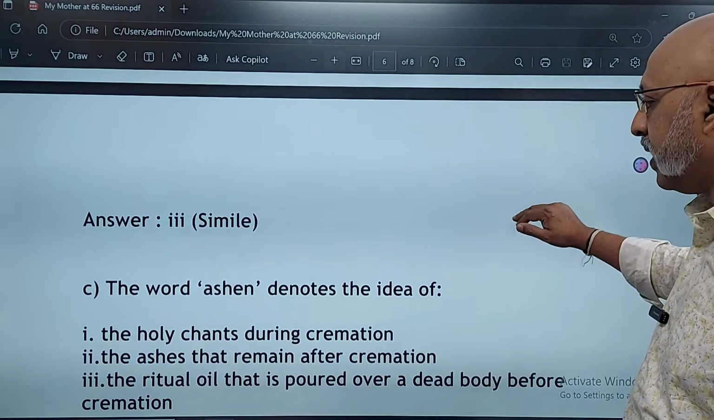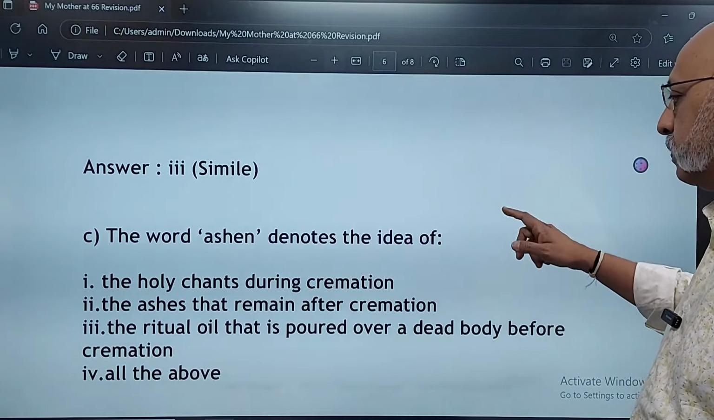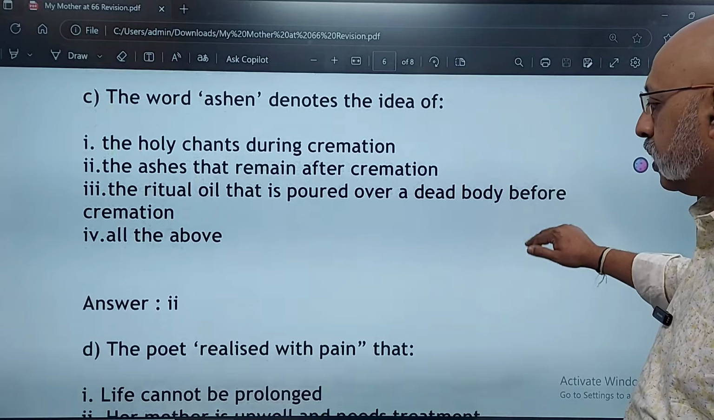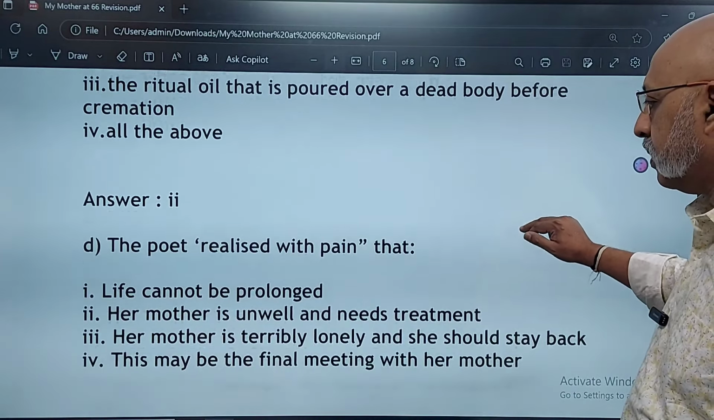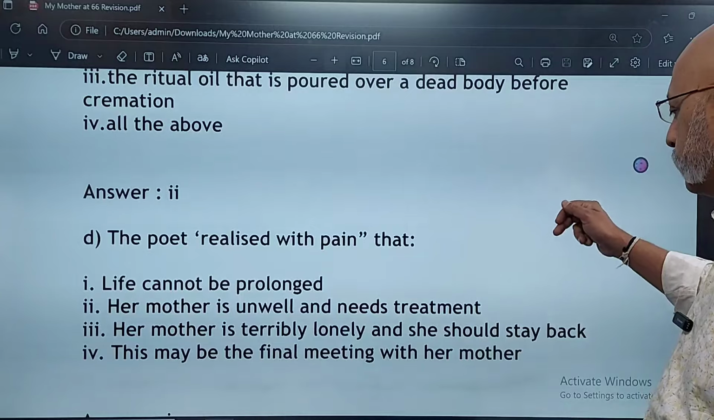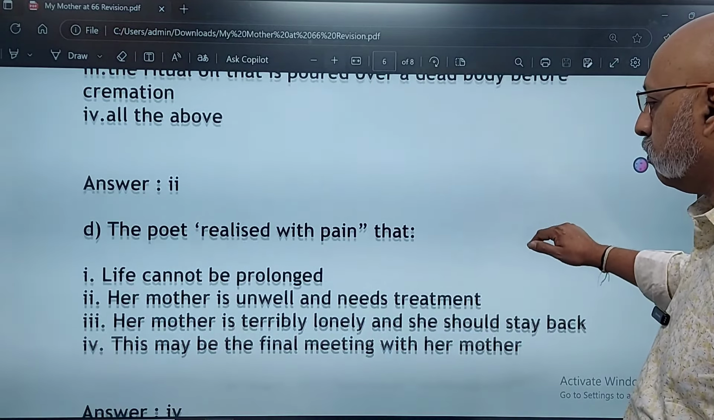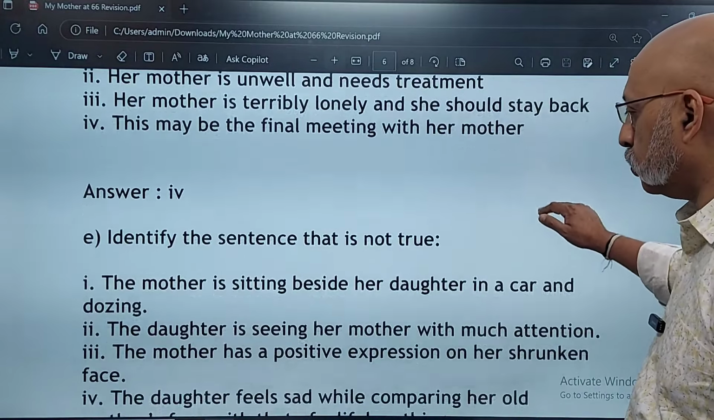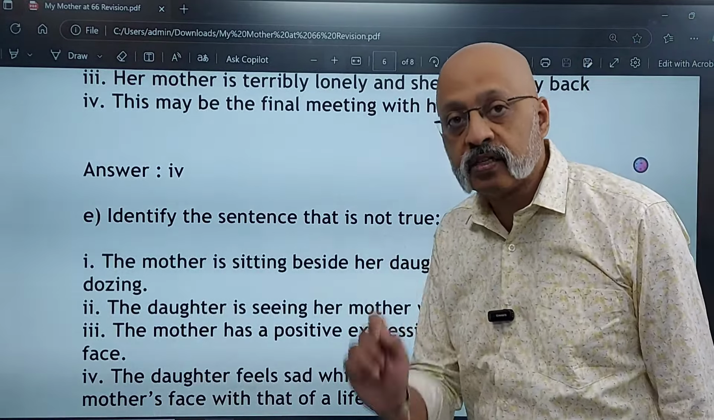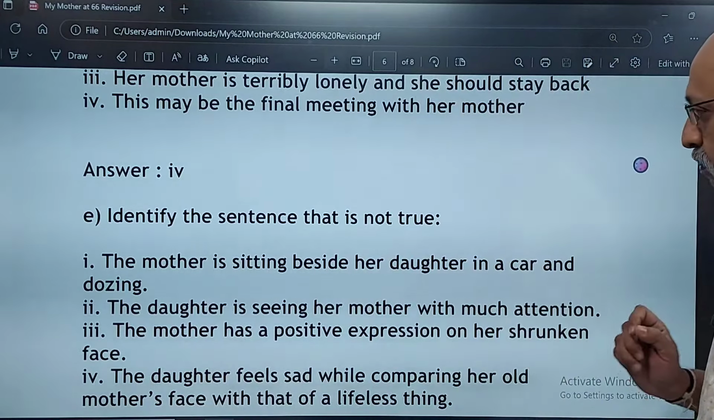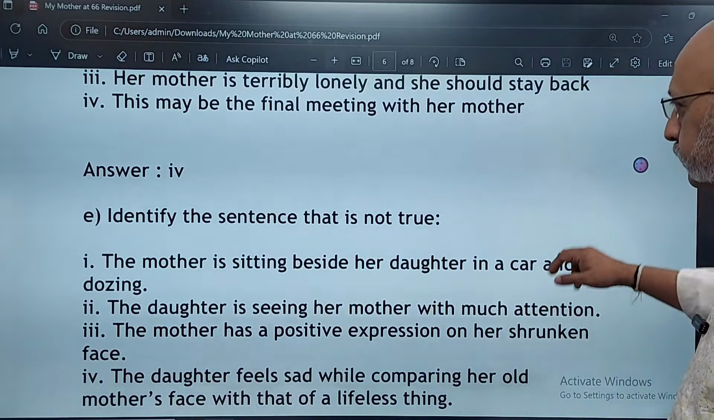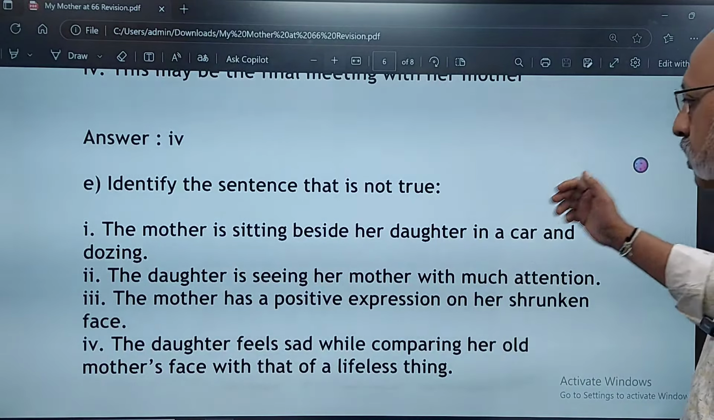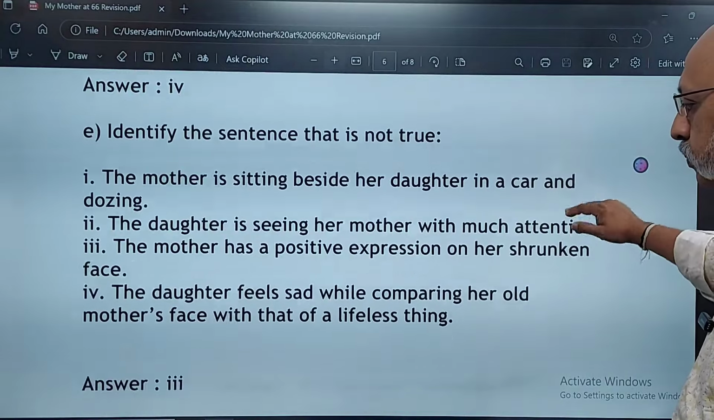The word ashen denotes the idea of the ashes that remain after cremation. Option 2. The poet realized with pain that this may be the final meeting with her mother. Identify the sentence that is not true. Wherever you find "not true", just be a little more careful in identifying that particular sentence. So option 3 is not true.